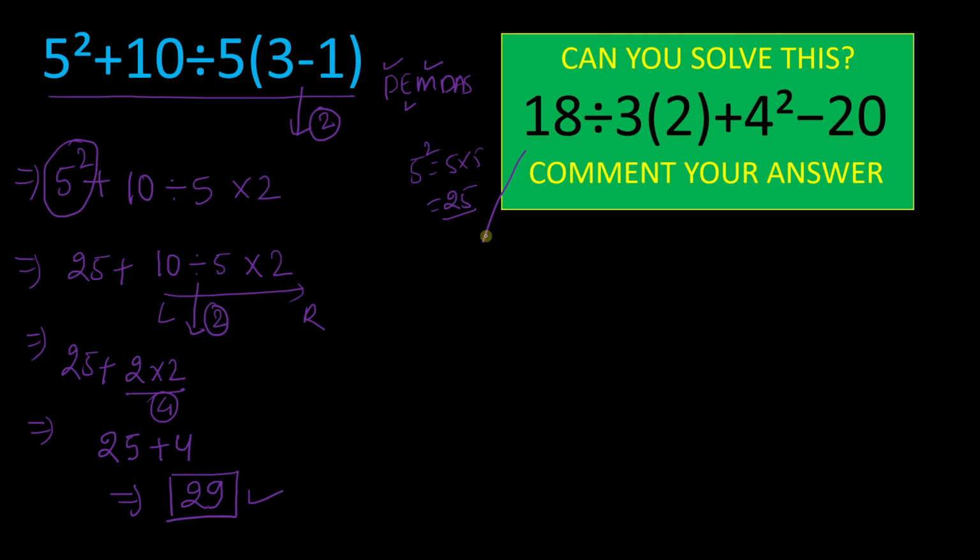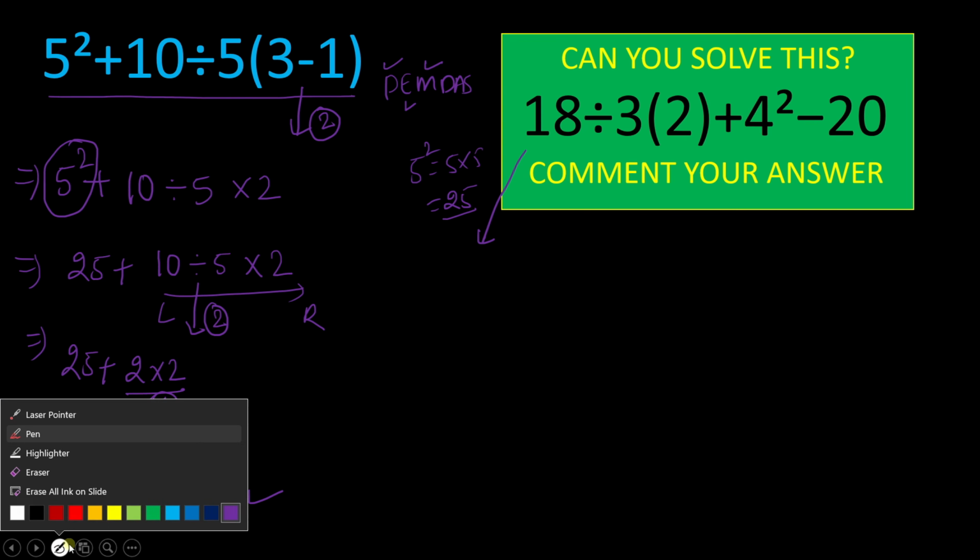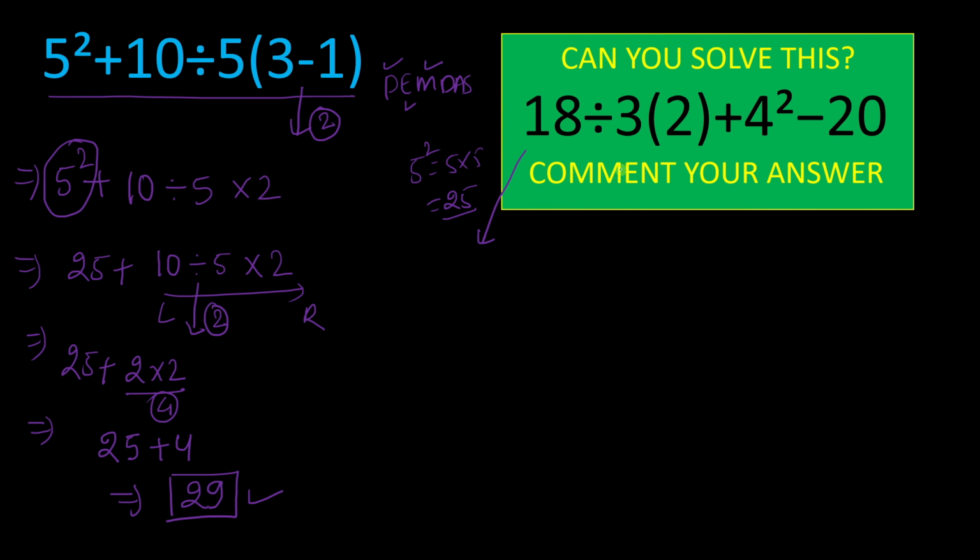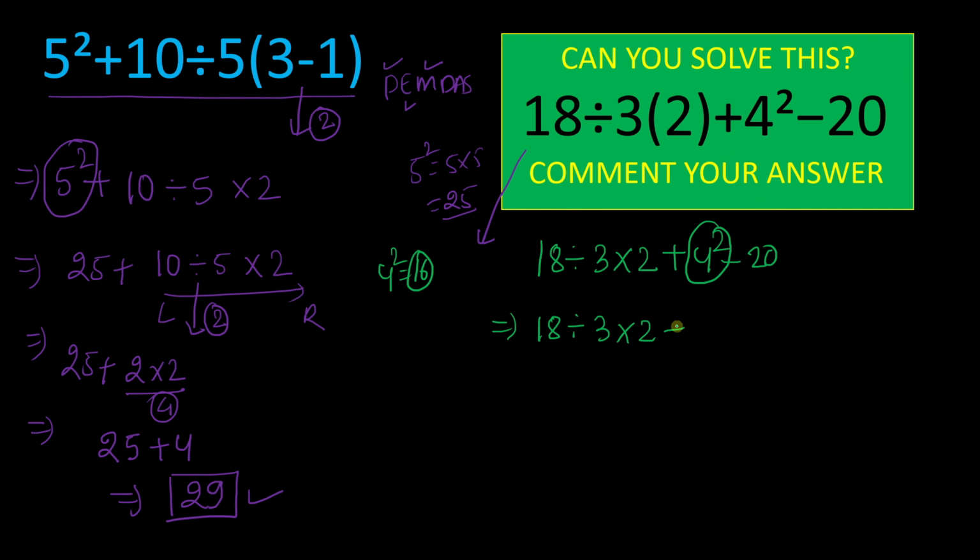And moving to the next question, we have 18 divided by 3 parenthesis 2 parenthesis close plus 4 square minus 20. So first preference always parenthesis. This is also not exactly an operation, but placing, you can say. We can write like this. Next we will solve for this part, which is 4 square, which equals 16. So we will simply write 18 divided by 3 times 2 plus 16 minus 20.